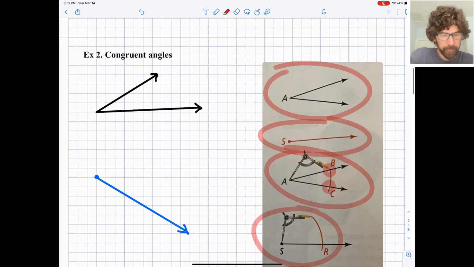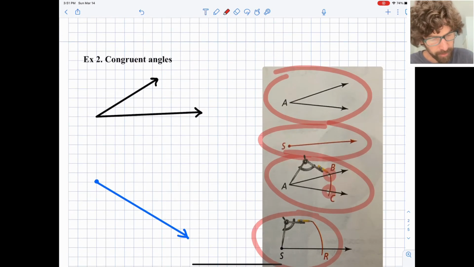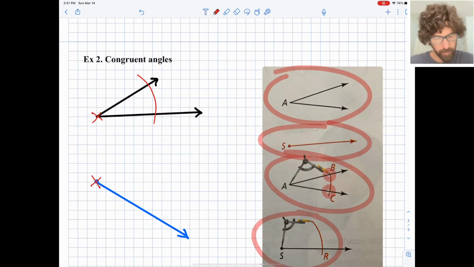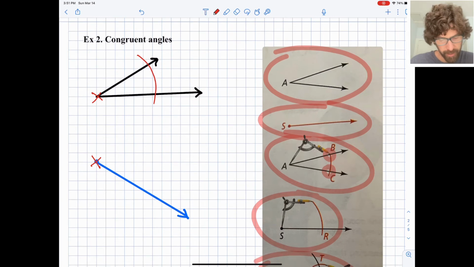Let's do it. So first we are going to set our compass on our initial angle, set the point, and draw an arc. Keeping the compass at the same setting, we go to where we want our new angle to be, and we draw the same arc, an arc of the same radius.